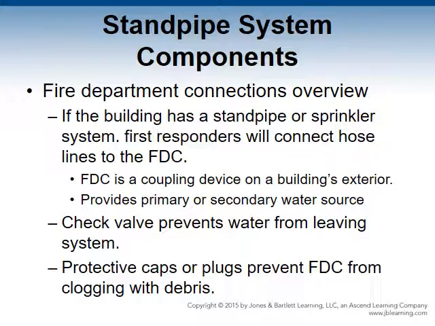Fire department connections. When responding to a fire in a building that has a standpipe or a sprinkler system, the first responders will connect hoses and lines to the fire department connections, known as the FDC. The FDC is a coupling device found on the building's exterior. The device is attached to a pipe which is connected to the standpipe system, fire sprinkler system, or both. The purpose of the FDC is to provide a primary or secondary water source to the fire department system.